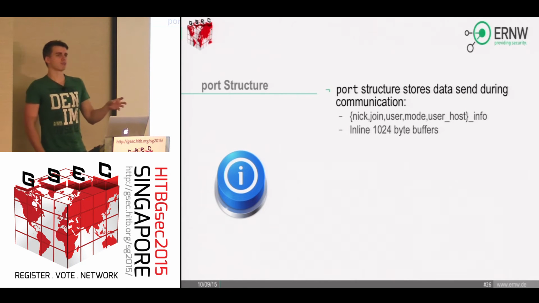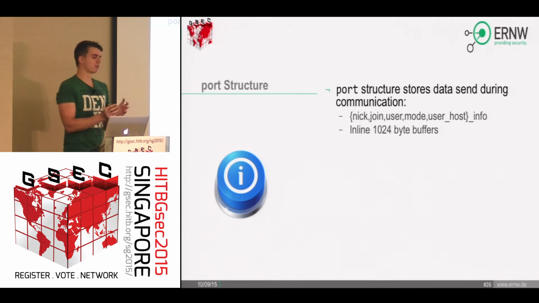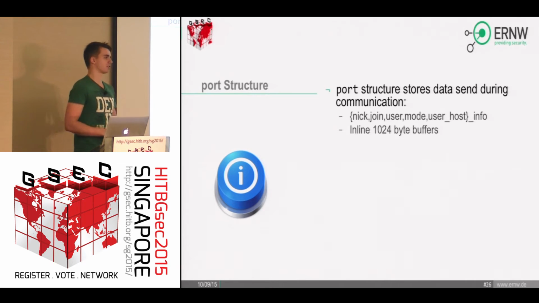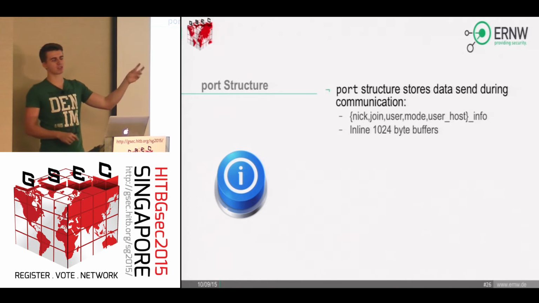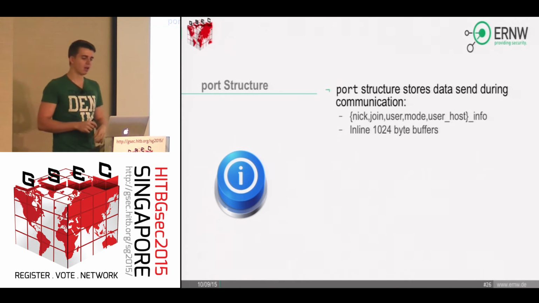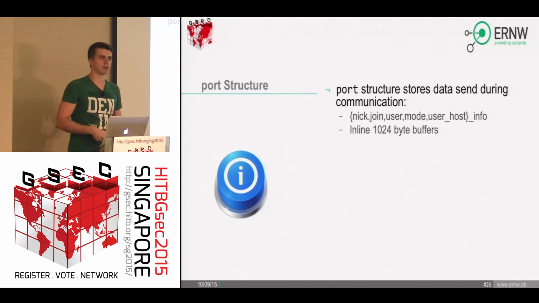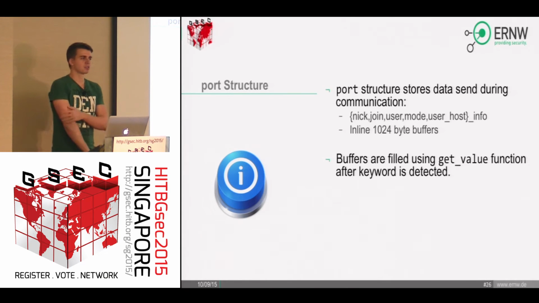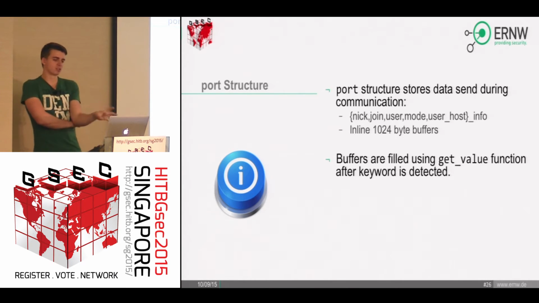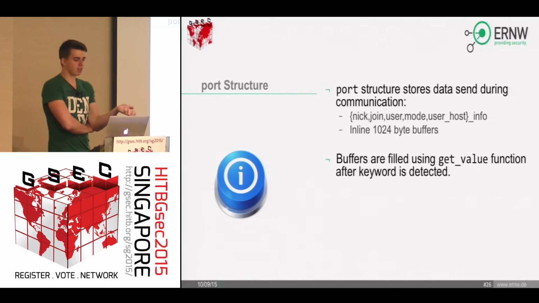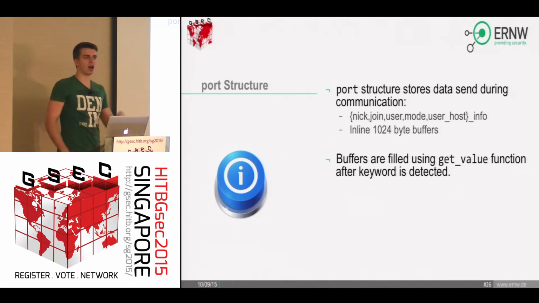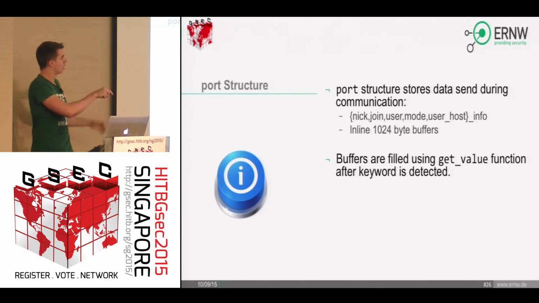I already mentioned the port structure. So this is the one that's created for every TCP port that you connect to. So you have the address structure for every host, and every address structure has 10 port structures. And this port structure contains a number of inline buffers with the same nice size, so 1024 bytes, named nick info, join info, and so on and so on. And they are filled using the get value function when a certain keyword is detected. So the nick info buffer will be filled after they see a nick, then they call get value and use that to fill these bytes. And the same for join, user, and whatever.